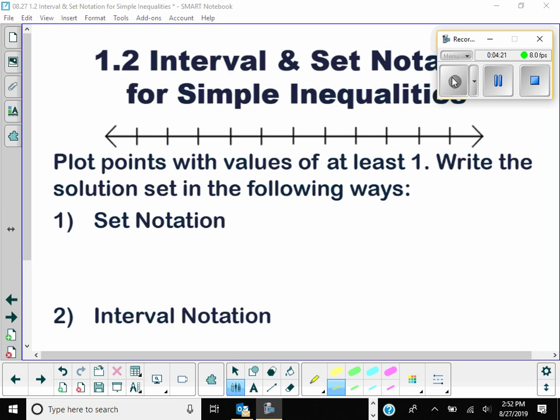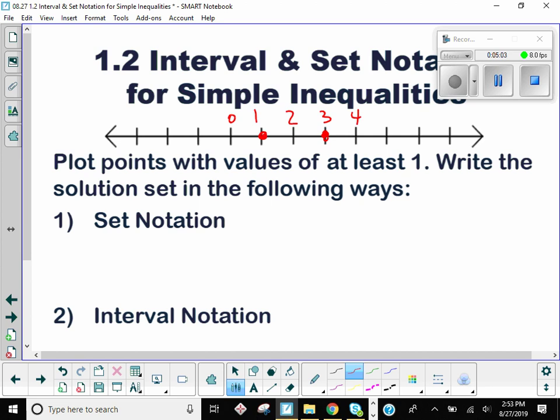And we're going to start first by just plotting a solution set to an inequality in picture form or graph form. This says plot points with values of at least 1. So give me some number that satisfies that condition. And I'm going to plot it. 3? Yeah? Okay. 3 definitely works. 3 is at least 1. So I'm just going to throw some numbers up here. Okay, 3 works. So I'm going to plot that point. What else works? 1. 1 definitely works, because at least means it can equal 1.